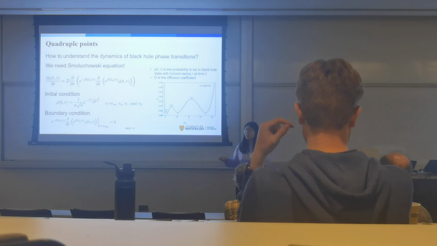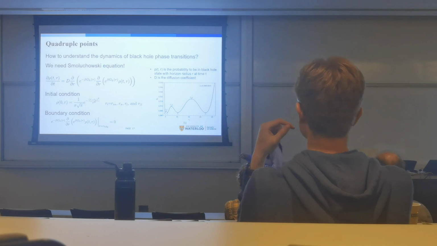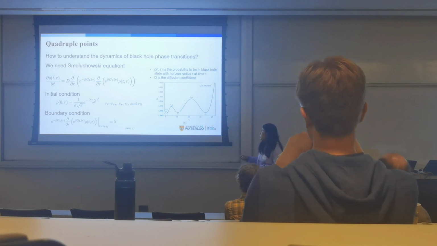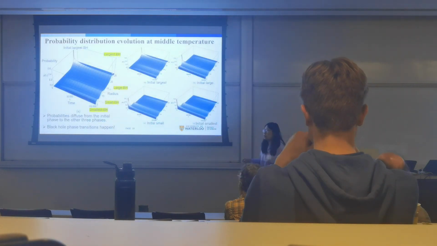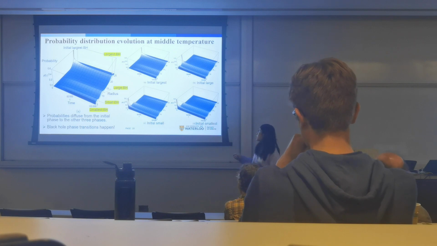For the initial condition, we set the initial state to be some Gaussian wave packet peaked on one of the four stable phases. So the initial state can be the smallest black hole, the small black hole, the large black hole, or the largest black hole. And then for the boundary conditions, we set the respective boundary conditions at the two sides of the optional free field energy, so no probability current can escape from this potential. By solving the Smoluchowski equations numerically, we can get the time evolution for the probability distribution function.